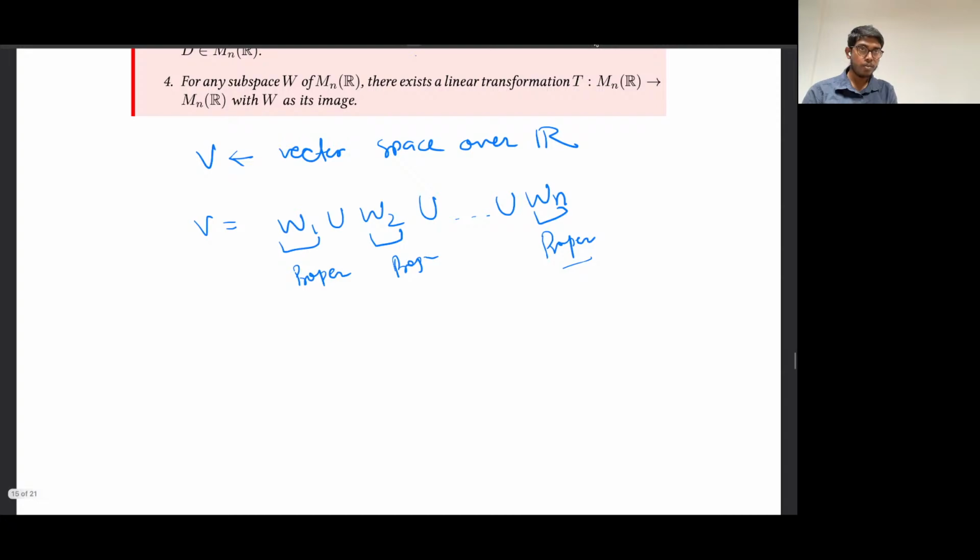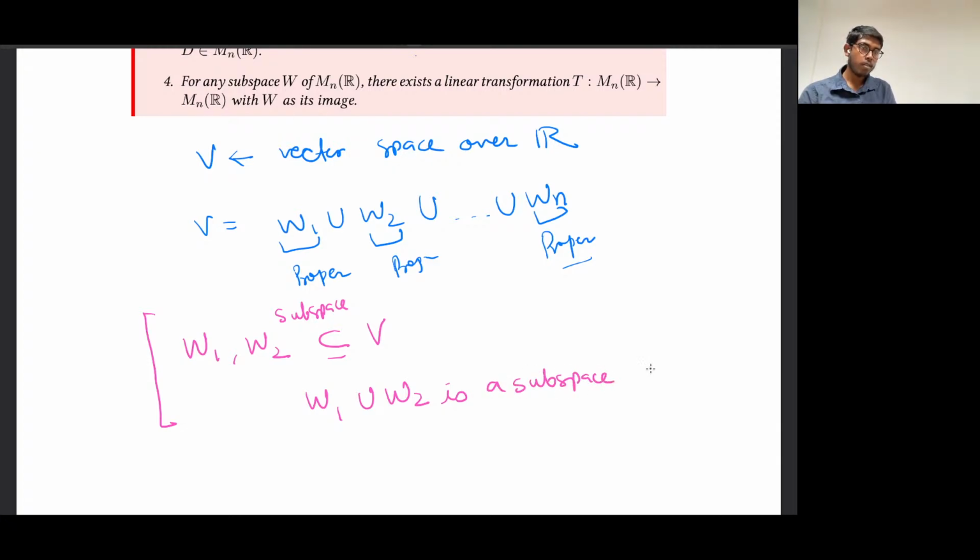And we know that if W1 and W2 are subspaces of V, then W1 union W2 is a subspace if and only if either of them is contained in the other. So either W1 is contained in W2 or W2 is contained in W1. Okay, then only this is true.